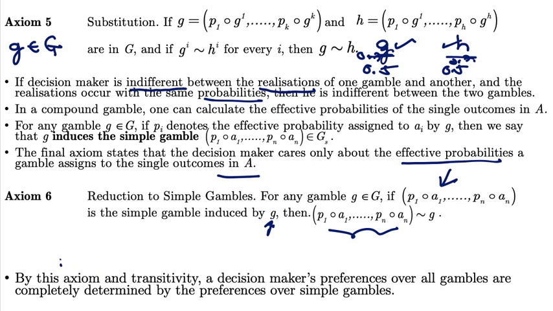So by this axiom and transitivity and the rest of the axioms, a consumer or decision maker's preferences over all gambles are basically determined by the preferences over simple gambles only.